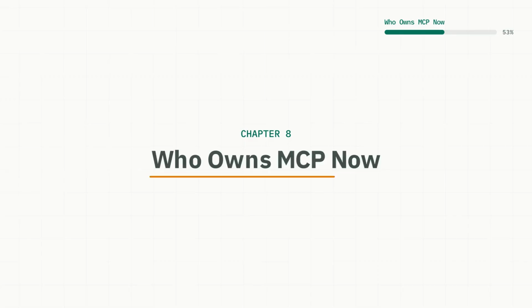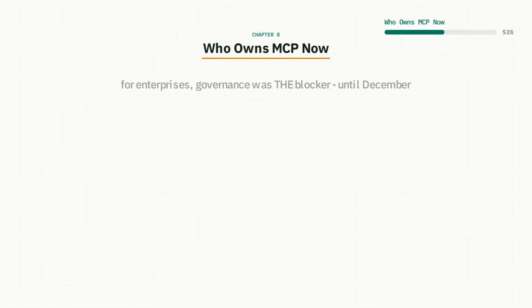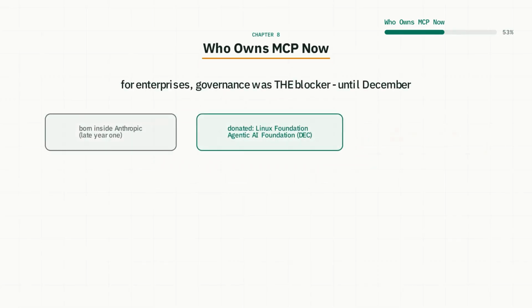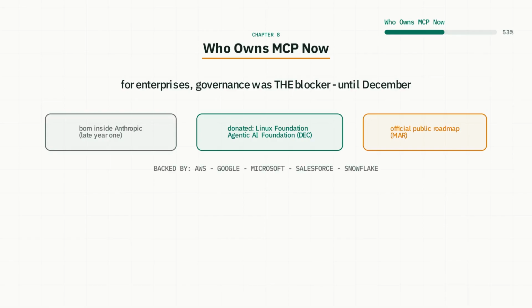Chapter 8: Who owns this thing? Because for enterprise adoption, that question was the blocker. MCP began inside Anthropic, announced in late 2024, and for its first year the fair objection was single vendor risk. Why standardize on one company's protocol?